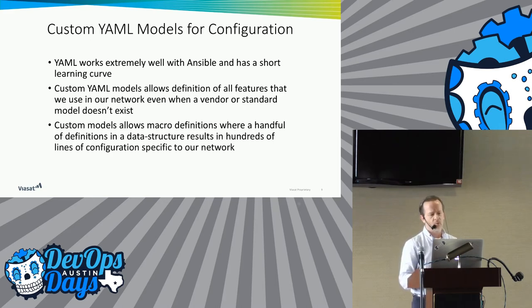We also have macro definitions for some of our YAML settings, where with just a handful of settings, we can configure hundreds of lines of configuration for devices in our network. We have multiple sites, and those sites are very similar in their configuration, so we can abstract out those similar pieces of configuration into these macro definitions.